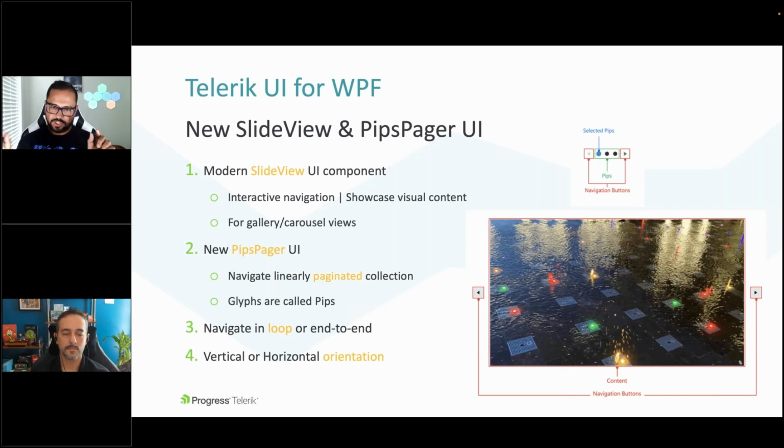This thing that you see on the left and right, those glyphs are actually called pips. I didn't know this actually. So it's called a pips pager. So the left and right, and then the content that shows you which page that you're on, that's just called the pips pager. It works by itself, but it works so much better with the slide view, right? So you can loop or you can do end to end. You can do vertical or horizontal orientation. All of that is done for you.